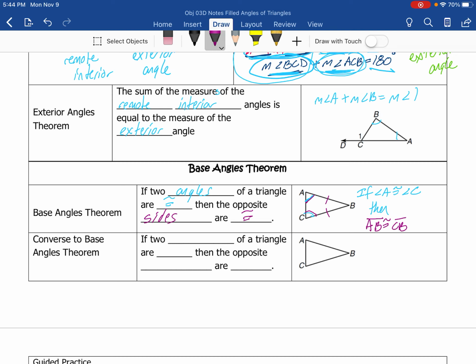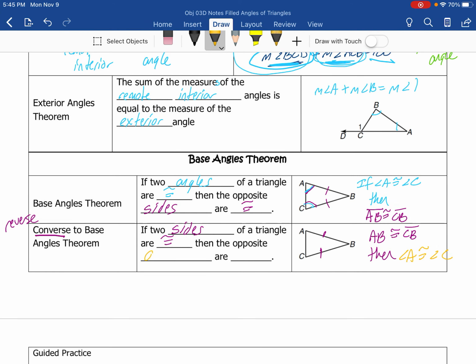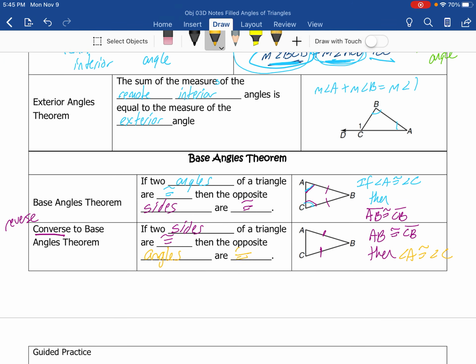And then the converse, the reverse, okay, converse means reverse, says if two sides of a triangle are congruent, so let's say AB is congruent to CB, then angle A must be congruent to angle C, which is part of the reason why an equilateral triangle, since all of the sides are the same, has all of the angles the same, because there's that direct relationship between the angles and the sides. And you guys will see even more so when we are doing trigonometry. So if two sides of a triangle are congruent, then the opposite angles are congruent.